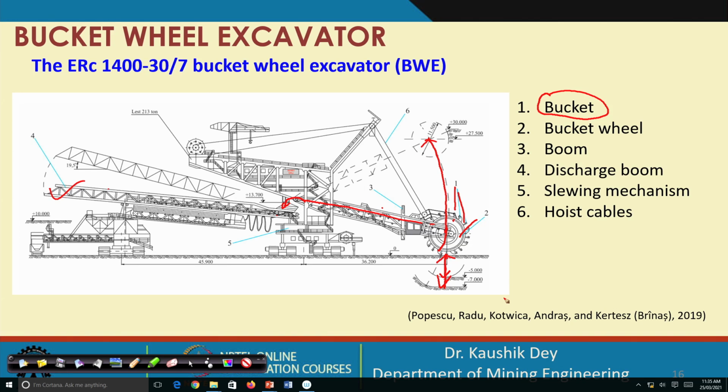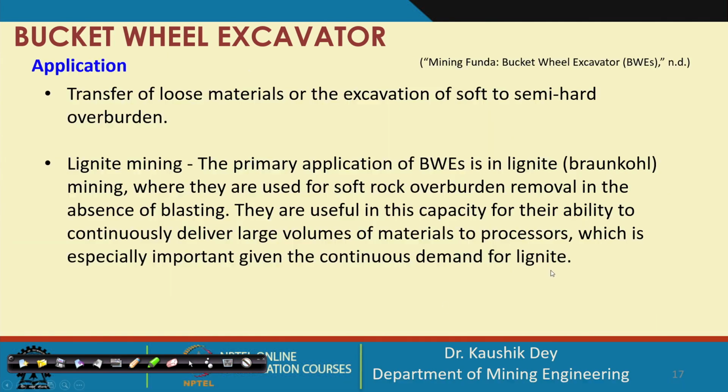Bucket wheel excavator can serve a truck also, that is a discrete transportation system, and that is also possible, but that may reduce the efficiency of the excavator. So, it is best to deploy the bucket wheel excavator with a continuous excavation system along with a continuous transportation system; this is highly wanted.